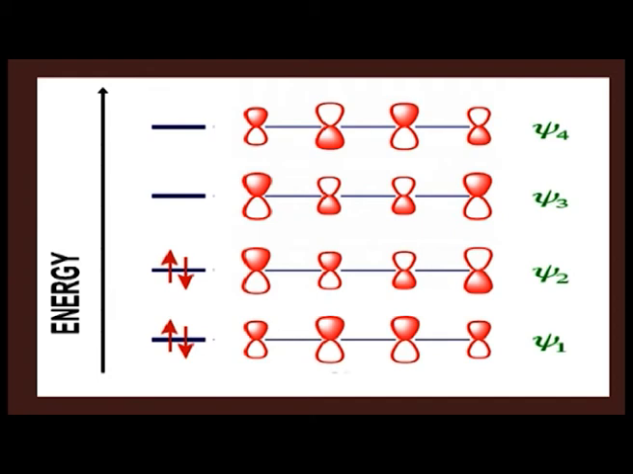Psi 3 and psi 4 are the excited states. Psi 1 is the lowest energy occupied molecular orbital and psi 4 is the highest energy molecular orbital. Psi 2 and psi 3 are the highest occupied molecular orbital and lowest unoccupied molecular orbital respectively. Transition from psi 2 to psi 3 is the smallest allowed transition here.